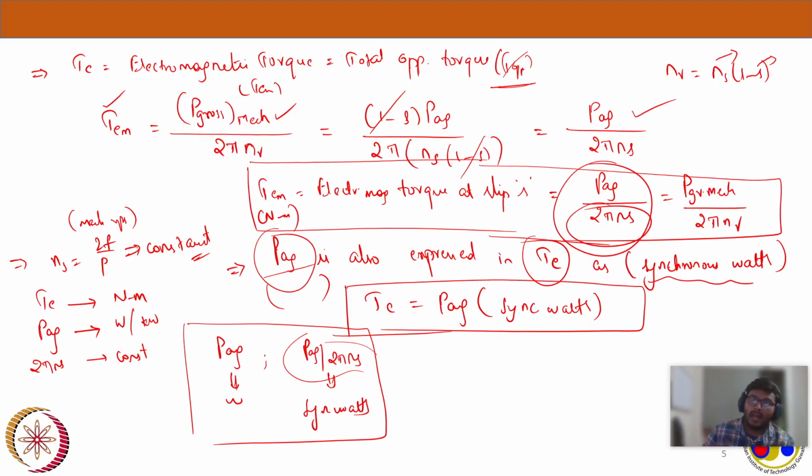They have divided this P_AG by 2 pi synchronous speed, and you get the synchronous watts. You can take that number. Usually it won't be something like 1000, maybe 50, 60, 70 synchronous watts. So you can take that number directly as the electromagnetic torque or gross mechanical torque that is available. Okay. Now, the units of this are synchronous watts, and the units of this will be, as I said, Newton meters.